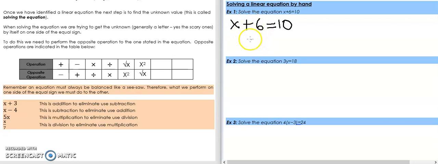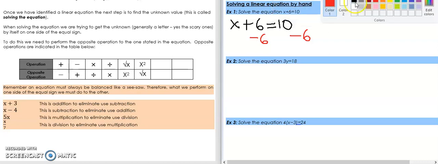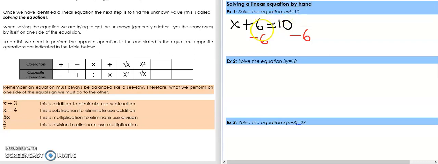So the opposite of plus 6 is minus 6. I'll do it in a different color. Now I can't just simply subtract 6 from there without also having to work it out on the other side. Now you'll see certain habits that I fall into. Feel free to copy it, but if you don't want to, you don't need to. It just makes it easy for me when I do the next step.